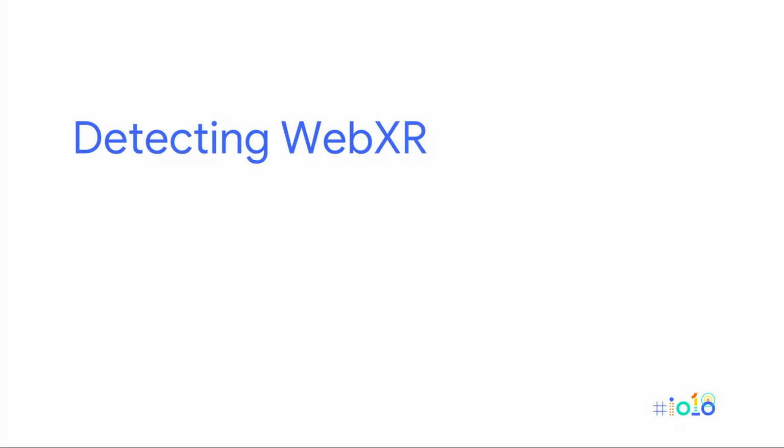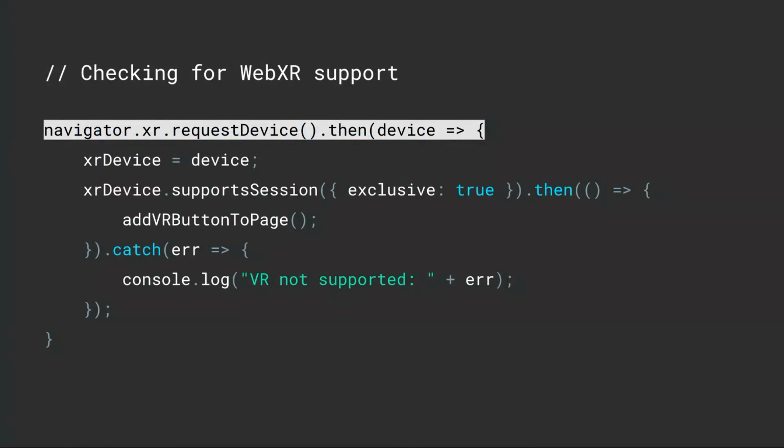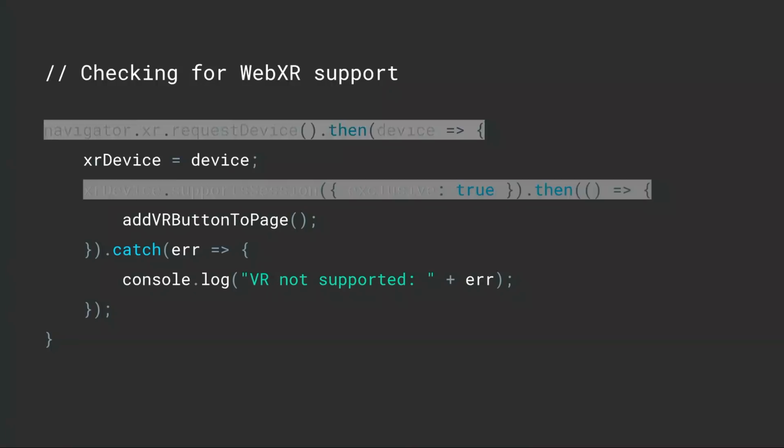First, we need to detect if there's any WebXR devices available, and if so, we need to advertise that functionality to the user. To do this, we'll start by calling the navigator.xr.requestDevice function. The promise that it returns will resolve to an XR device, which may represent a mobile device with VR and AR capabilities, a wired desktop headset, a standalone headset, or some other type of immersive computing device.